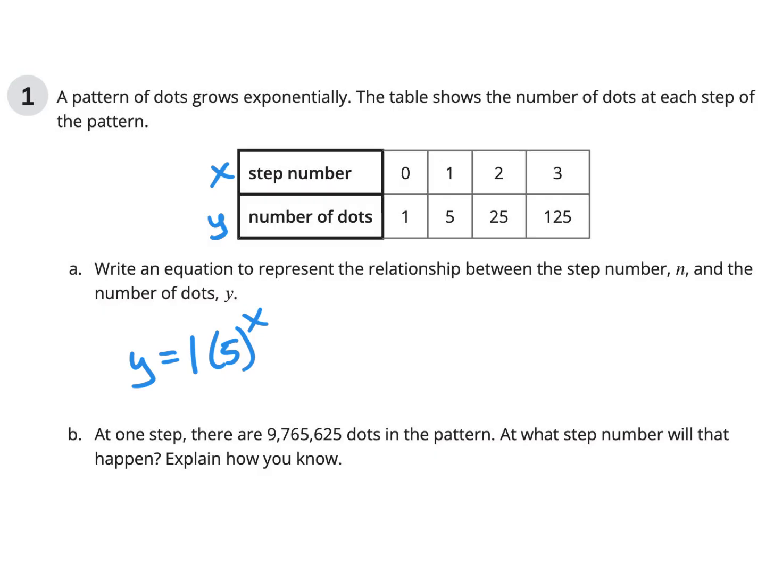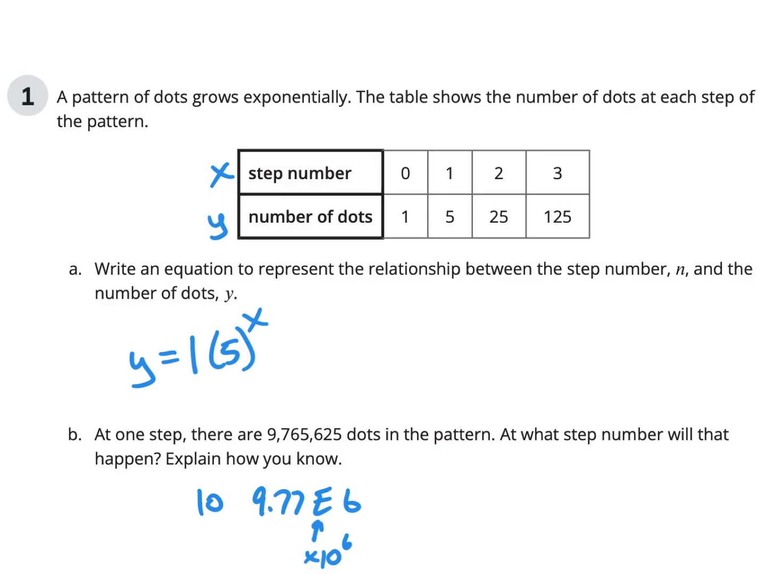At some step, there are 9,765,625 dots in the pattern. At what step will this happen? Explain how you know. This is how we know. We're going to hit the y equals button on our calculator, put this equation in, hit second graph, and read the table of values. Because the numbers get so big and the calculator can only put 6 digits into a thing, this is what you're going to see. When x equals 10, the number you get is 9.77 E6. This E means times 10, and the 6 is the exponent.